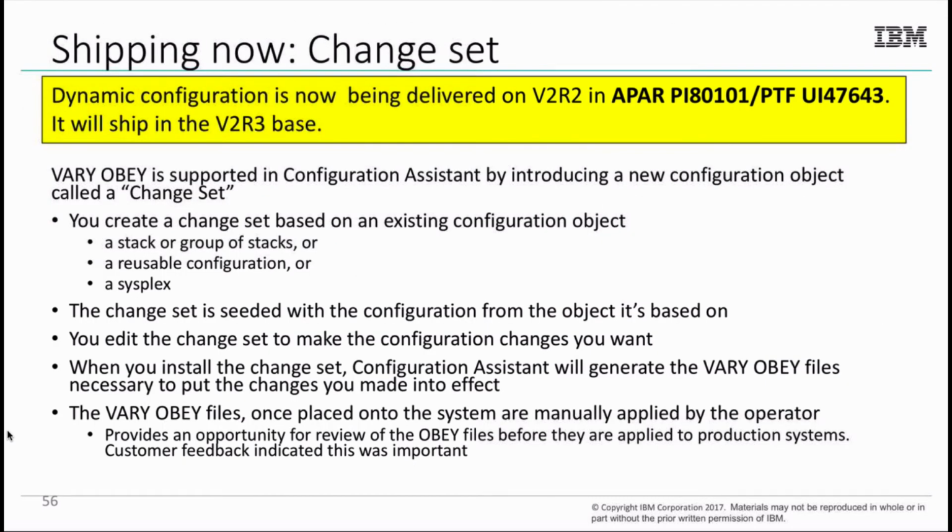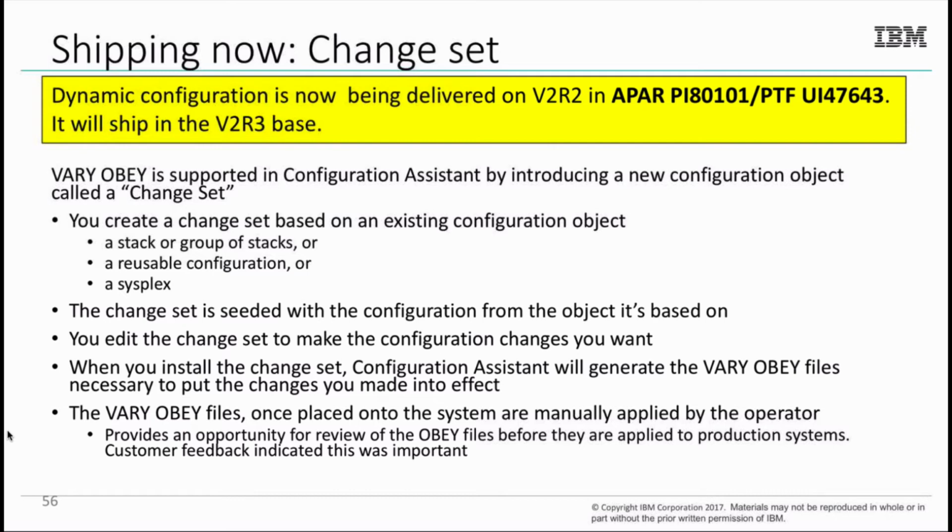So that's symbols. The next major topic is change set, which is how you do variable files. Change set is something I want to spend some time on because that's a new function we're shipping now. You see the APAR PTF number on this slide. I don't know if the PTF is available yet. We just shipped it, I think it was a couple weeks ago. I'm not sure if it's hit the field yet, but it's on the way. If it's not available yet, it's grinding through the process.